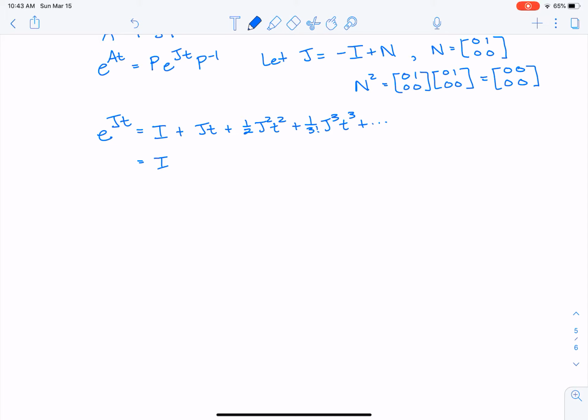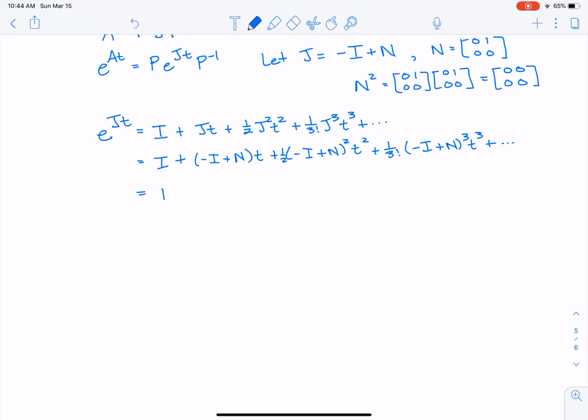This becomes I plus negative I plus N times t, plus 1/2 negative I plus N squared t squared, plus 1 over 3 factorial negative I plus N cubed t cubed, etc. Okay? So what I'm going to do is pull out all the terms with I's in them first.